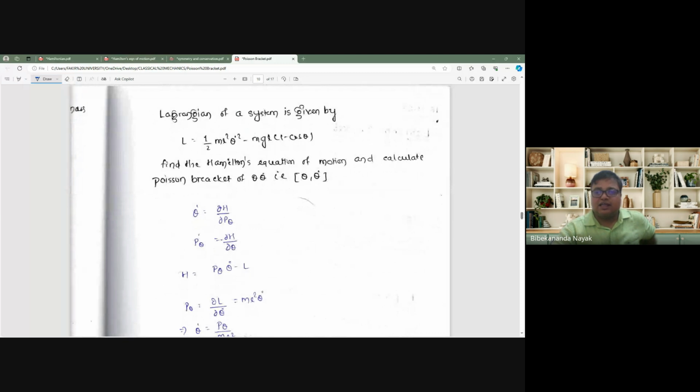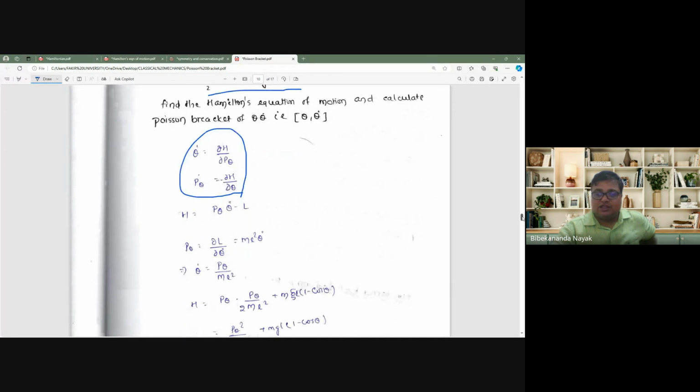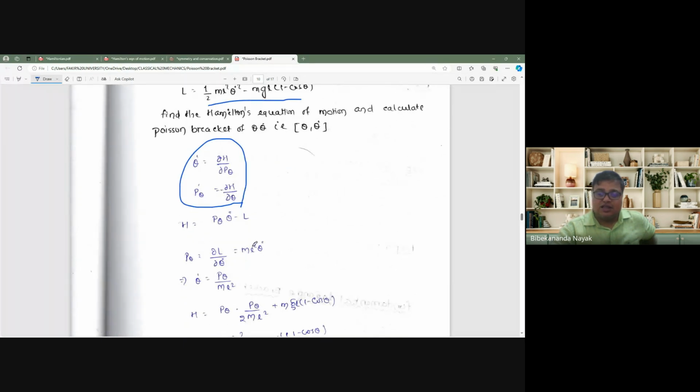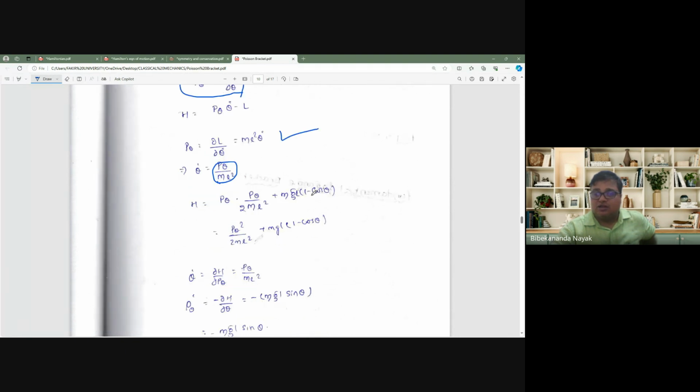And another question: the Lagrangian of a system is given by this. Find the Hamiltonian equation of motion and calculate the Poisson bracket of theta, theta dot. Okay. So, Lagrangian and Poisson bracket equation: we know that theta dot is equal to del H by del p theta, p theta dot is equal to minus del H by del theta, H is equal to p theta theta dot minus L. Again, p theta is equal to del L by del theta dot, which from the Lagrangian is m l square theta dot. So here, theta dot is equal to p theta by m l square. Put this in, and we get the Hamiltonian.